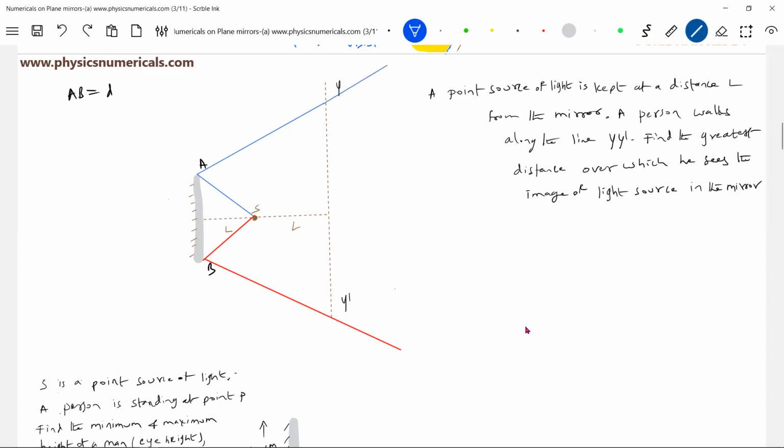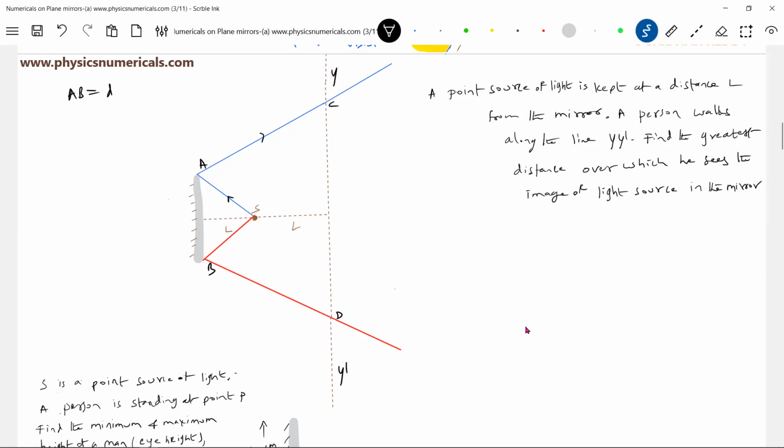So the person is walking along the line y dash. He's asking for what distance the person will see the image. The y dash is a very big long line. He is asking now to get this distance CD. Hope you are able to understand the diagram.